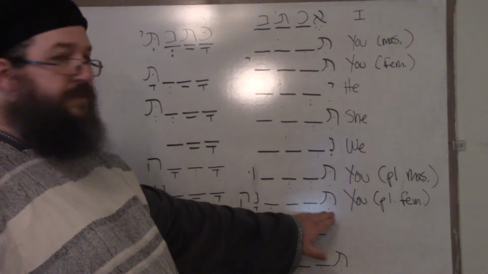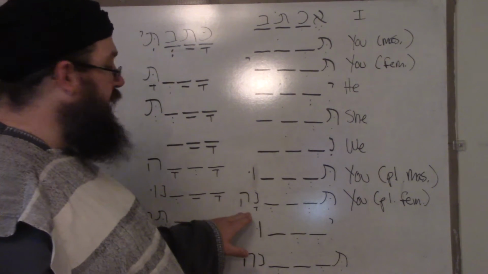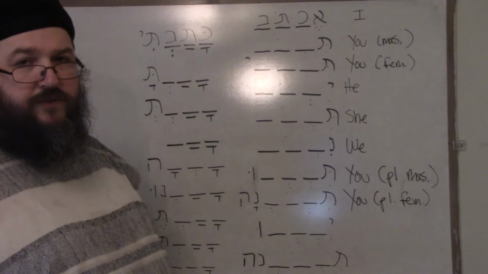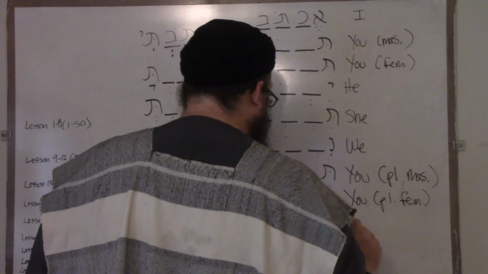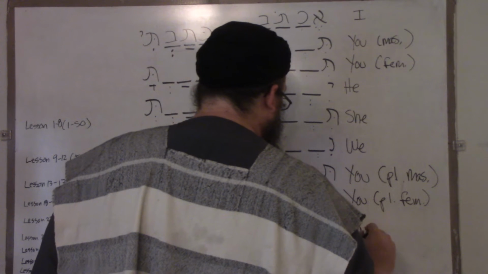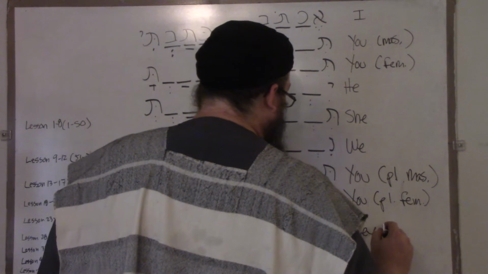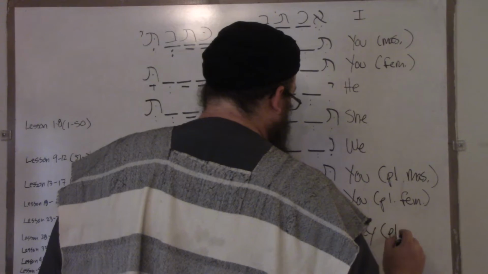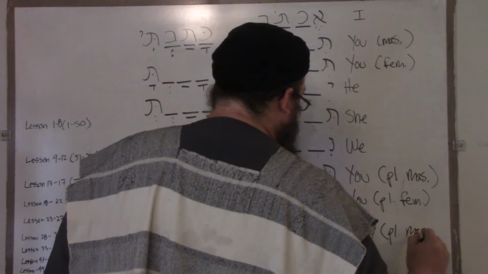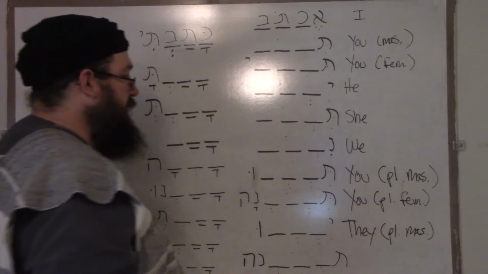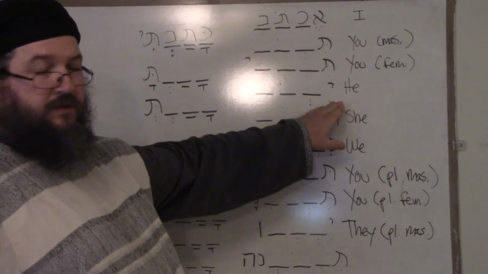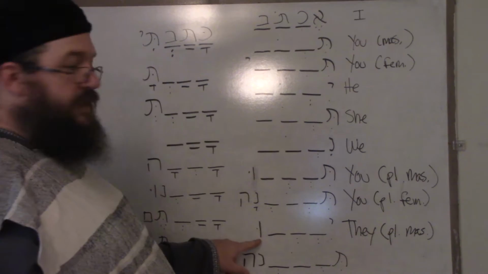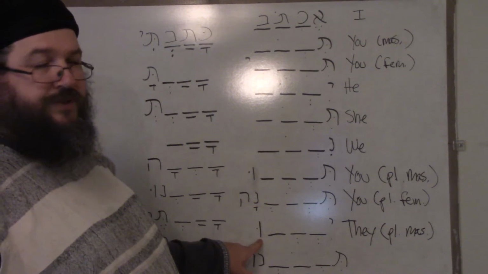We see the tav in the beginning, the nun and the hey at the end, and of course the root of the verb goes in the middle. The last two we're going to find is the plural for the third person, which is they. And this is the masculine form. So we have the yod in the front, just like we had the yod for he. But the plural is indicated by the vav with the u sound at the end.